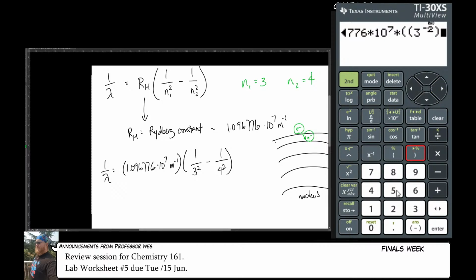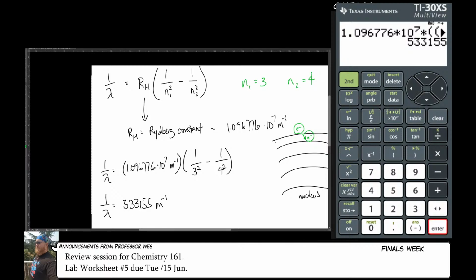There. That's 1 over 3 squared, minus 1 over 4 squared. And then enter. So this is 1 over lambda: 533,155 per meter.